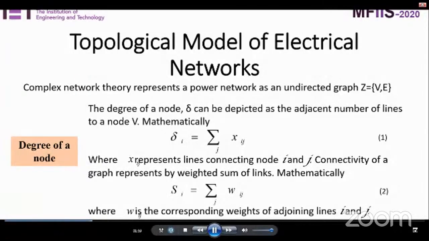Complex network theory represents a power network as an undirected graph. Degree of a network can be defined as the number of nodes adjacent to that node and is represented by equation number 1, and weighted degree of a graph can be represented by equation 2.